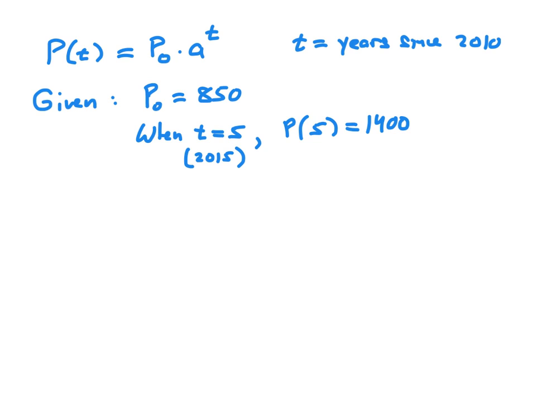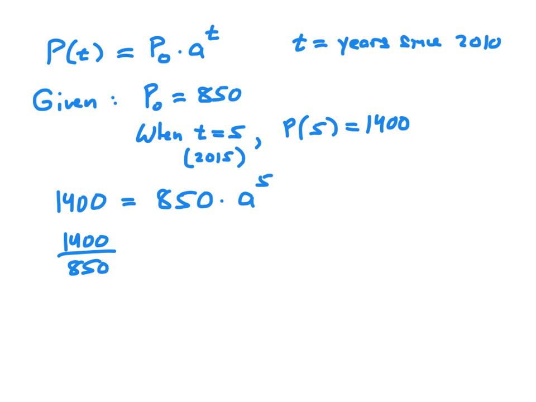Now, if we then substitute these numbers into our model, with t equal to 5, we're going to have p of 5 on one side, which is 1400, equal to p sub 0, 850, times a to the 5th power, because here t is 5. We're going to solve this equation for a, and we'll have our growth rate. So if we divide by 850 on both sides, we obtain 1400 divided by 850 equals a to the 5th.